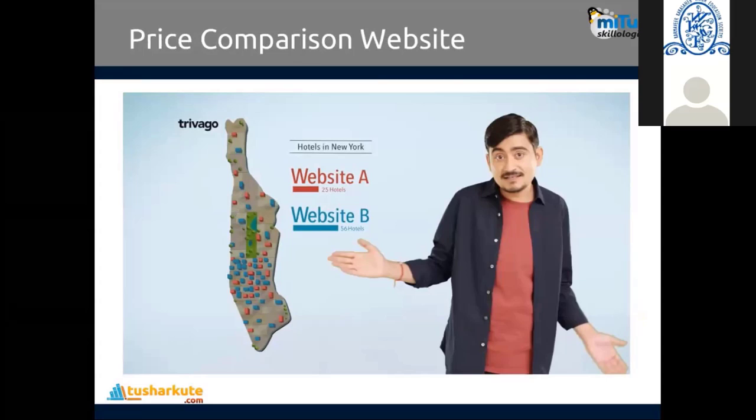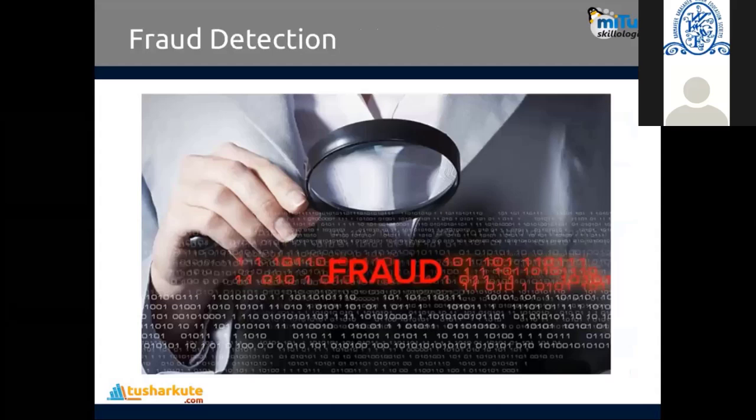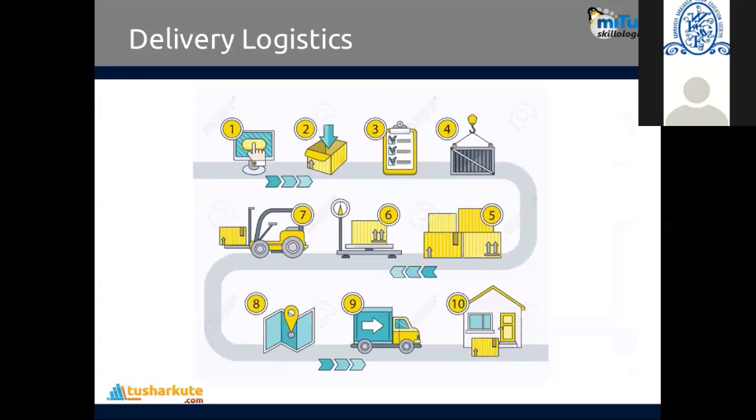Or airline route planning, a very complex algorithm to catch. Or fraud detection. Here we require the hacker's mindset. Whether something fraudulent happened in that system or not, we can find it with data science algorithms. Or delivery logistics. If you have purchased something on Amazon's website or Flipkart, they show the prediction that this product will arrive at your end on this particular day within this particular time. And most of the time, the accuracy is perfect. So there also we can use data science algorithms.